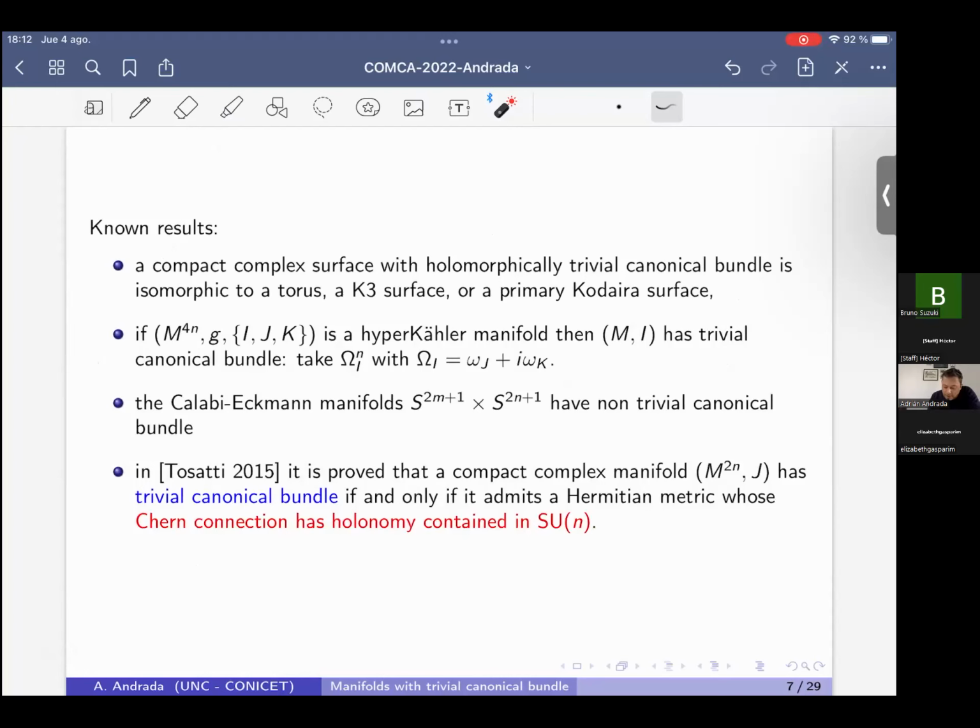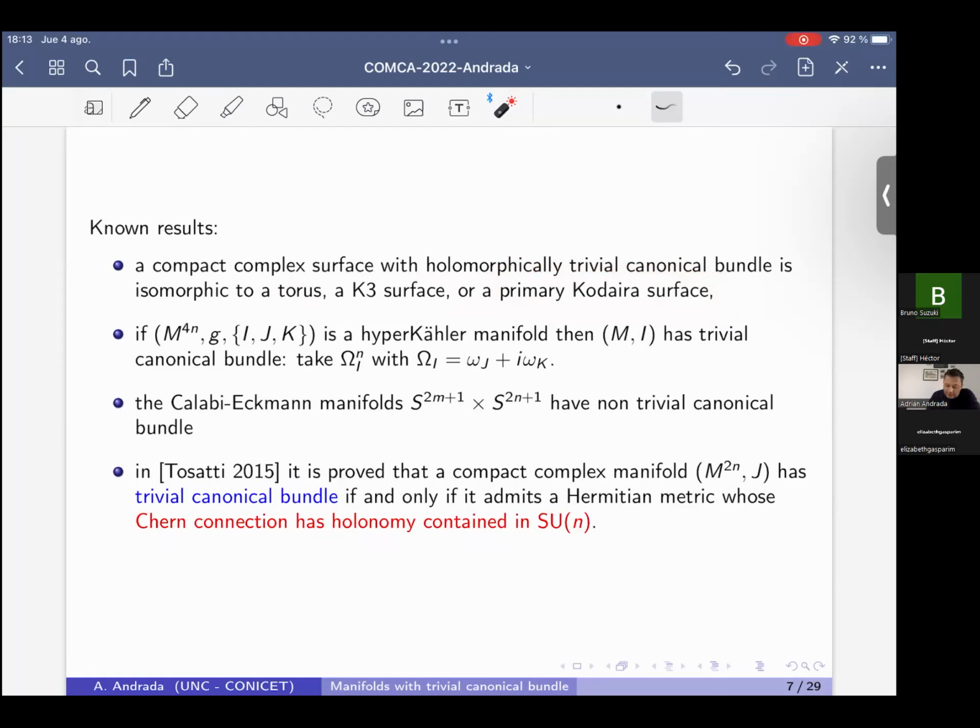What happens in complex dimension 2? A compact complex surface with holomorphically trivial canonical bundle is isomorphic to a torus, or a K3 surface, or a primary Kodaira surface. Those are the only possibilities. The first two are Kähler, but this one is not Kähler. So it's a complex manifold with trivial canonical bundle, but not Calabi-Yau.